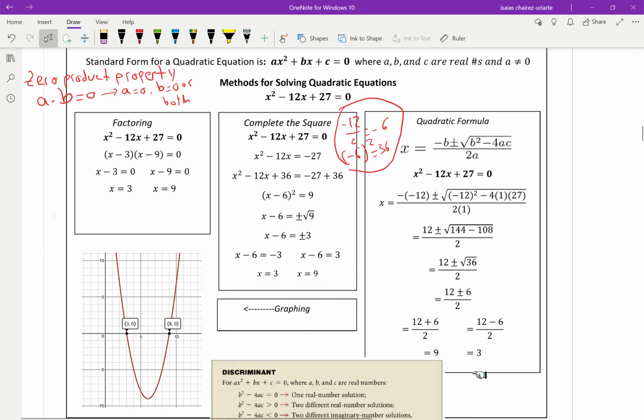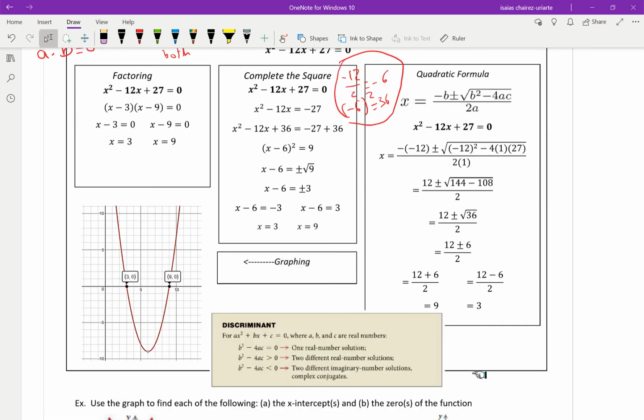All right, now there's a special value. Anytime that you're using the quadratic formula, this thing inside, the b squared minus 4ac, that's called the discriminant.